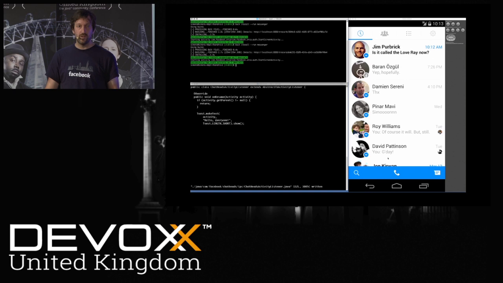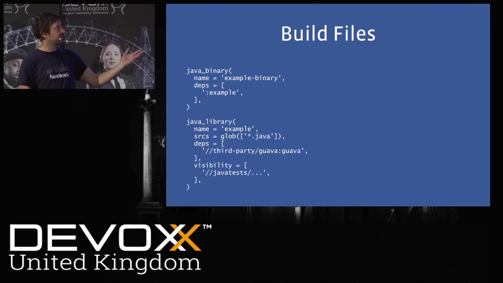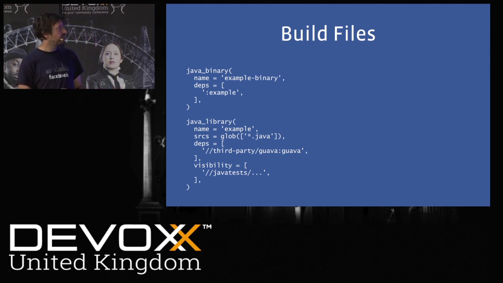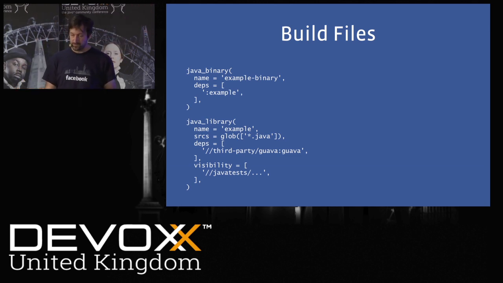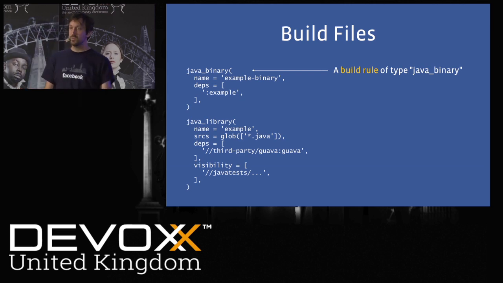So I said that you have these sort of configuration files at the package level, right? What do they look like? Well, they look like this. They're called build files. They're typically called BUCK in shouty case. Here we have two things. We've got Java binary up at the top, Java library. Java binary is obviously a build rule that we were talking about, and its type is Java binary.